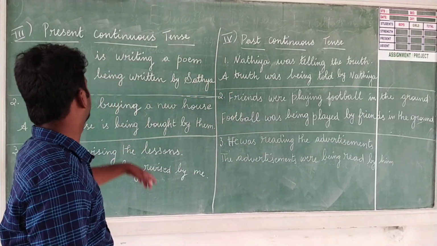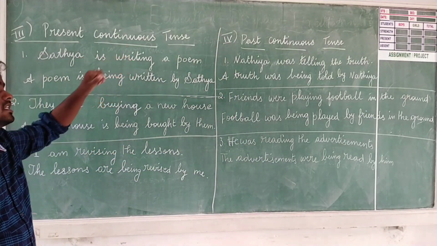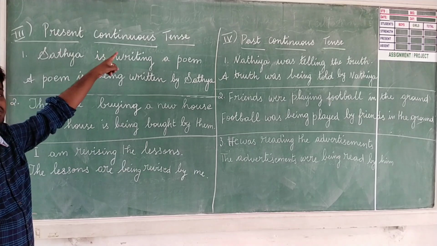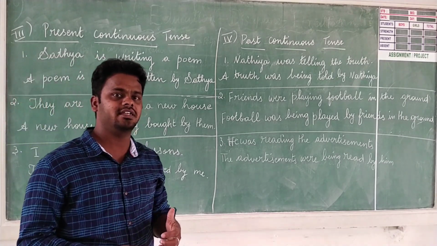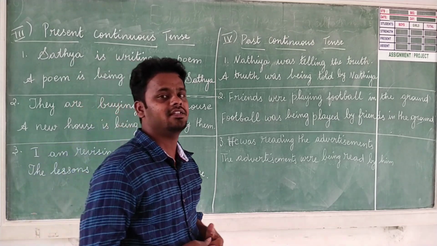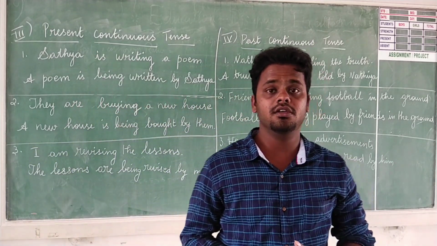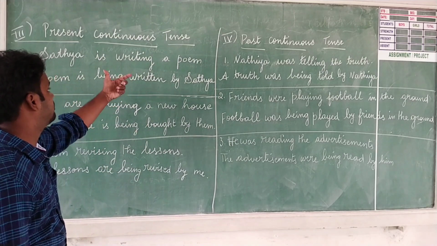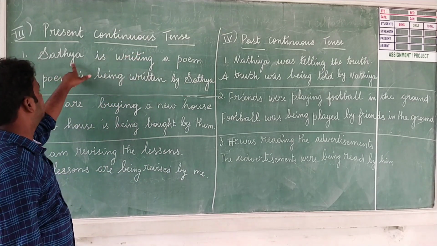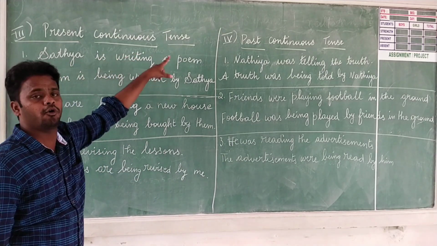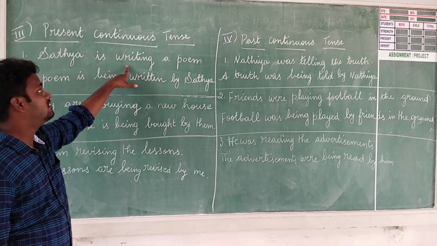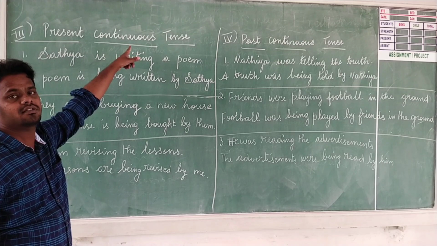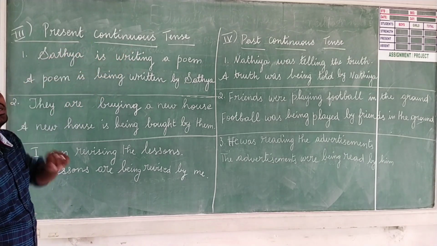The third one is present continuous tense. What do you mean by continuous tense? It is in progress. For example, writing, working. So ing is added to the main verb, and that is called a progressive verb. Satya is writing a poem. Writing, ing is added to the main verb write. So that is what we call continuous. So, present continuous tense.